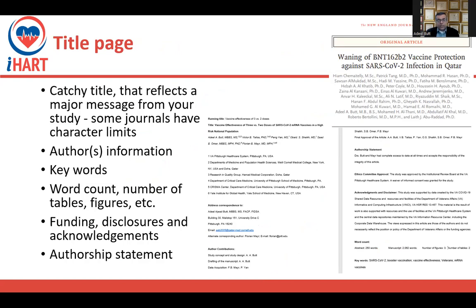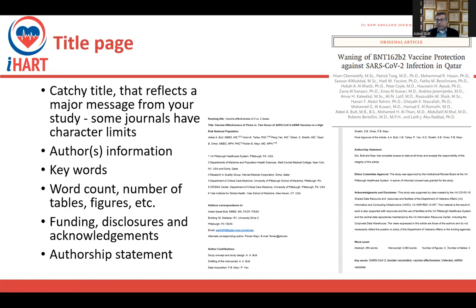Let's start with the title page, which is the first part. Generally, a title should be a catchy phrase that reflects a major message from your study. It should not give the results of your study, but some indication of what you are talking about. And I'll give you a couple of examples out here from recent papers that we have published. For example, waning of BNT162b2 vaccine protection against SARS-CoV-2 infection. It tells you what we're talking about, what the paper is going to be about, and what the setting would be.